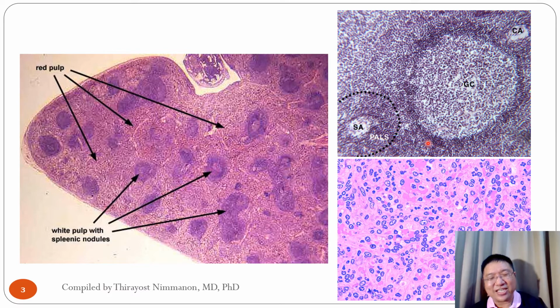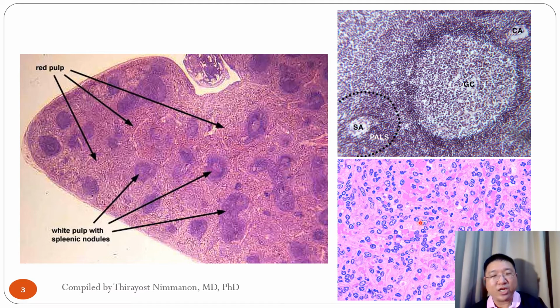And there is another special area around the arteriole. It is called PALS, periarteriolar lymphoid sheath. This area is for T cells. This is white pulp. In the red pulp area, we will see cords of Billroth.